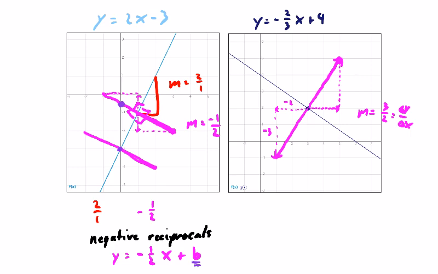The key is that the original line had a slope of negative 2/3. Any line that has a slope of 3/2, whether it's where the pink line is or anywhere else, as long as the slope is 3/2, it will in fact be perpendicular to the line y equals negative 2/3 x plus 4.